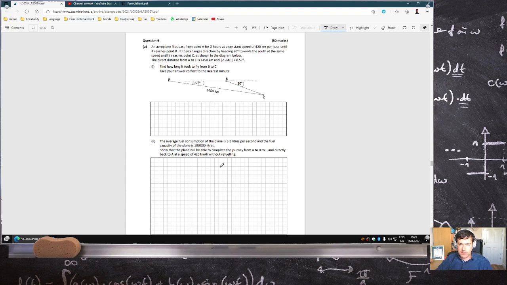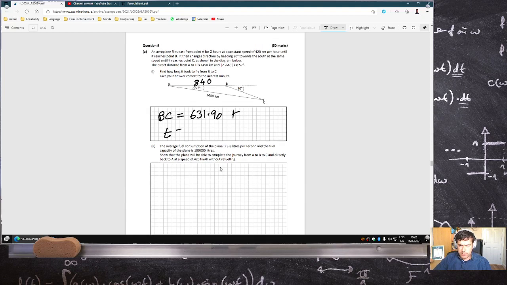Well, first we'd have to get the distance B to C, I suppose. But if the airplane flies for 2 hours at a speed of 420 per hour, then this distance here is 840. So is it a cosine rule again? BC would be a cosine rule: 840 squared plus 1450 squared minus twice times 840 times 1450 times cos 8.57, which is 631.90, etc.